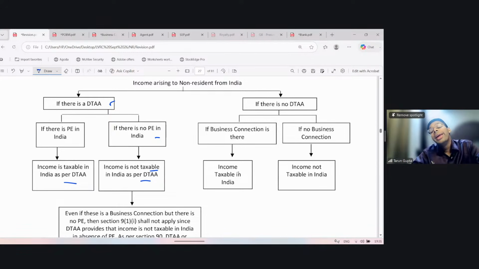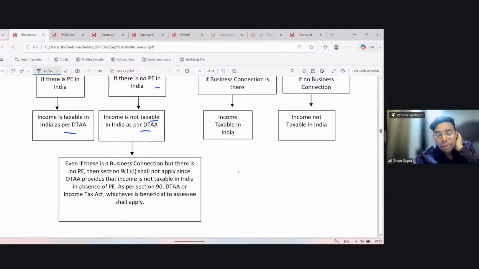Then in such case, even if the NR has a business connection in India, still income is not taxable because Section 90 says that an assessee has an option to opt for the treaty provision or the provision of the Act, whichever is more beneficial to it. Even if there is a business connection but there is no PE, then Section 9(1)(i) shall not apply, since DTAA provides that income is not taxable in India in the absence of PE. As per Section 90, DTAA or the Act, whichever is beneficial to the assessee, shall apply.